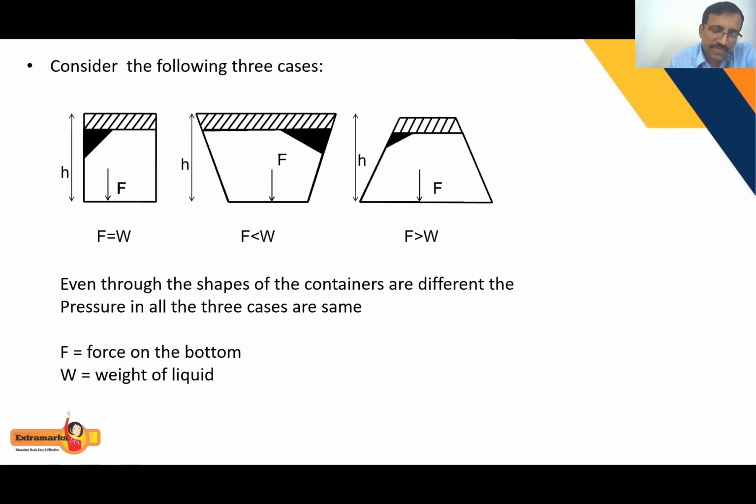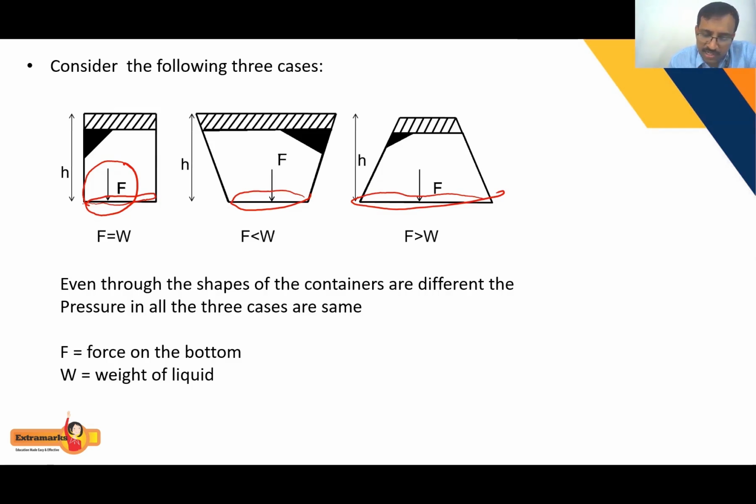Now you can see here, these are also different shapes. It doesn't mean they have different pressures, but you have to see that the heights of the liquid columns are the same. Force exerted is F, normal to the bottom area, in each and every diagram. But F is equal to W here, F is less than W here, and F is greater than W here. So what is W? W is the weight of the liquid.